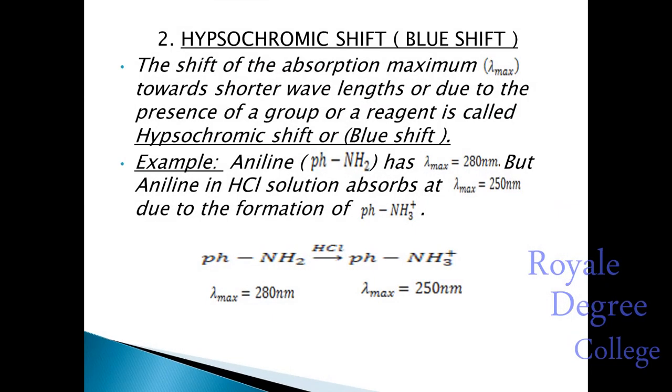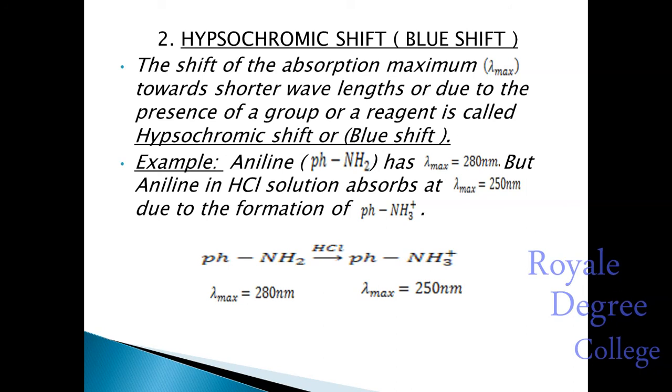Next, the second type we'll see, that is hypsochromic shift, that is nothing but blue shift. What is this? The shift of the absorption maximum, lambda max, towards shorter wavelength due to the presence of a group or a reagent is called hypsochromic shift or blue shift. Example, aniline has lambda max value equal to 280 nanometer, but aniline in hydrochloric acid solution absorbs at lambda max equal to 250 nanometer. Why? Due to the formation of phenylenium ion, that is Ph single bond NH3 plus ion.